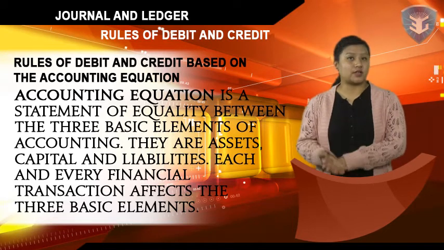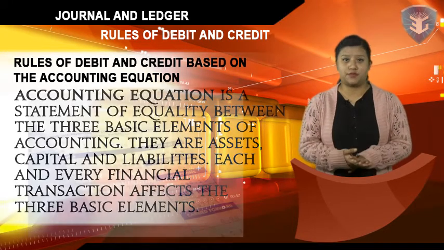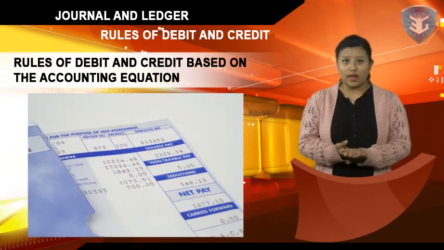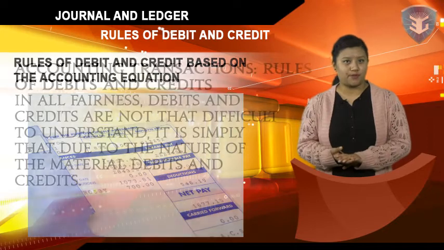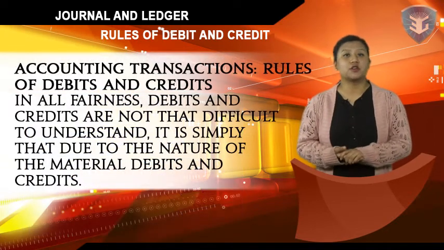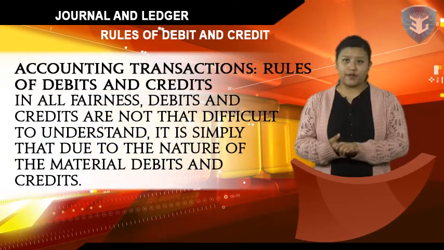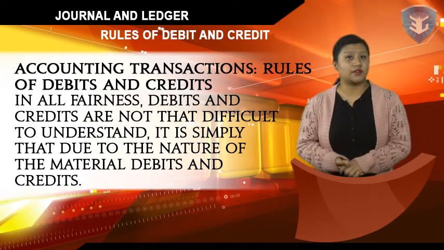Each and every financial transaction affects the three basic elements. However, the total of all assets is always equal to the total of capital and liabilities at any point in time. Accounting transactions, the rules of debits and credits. In all fairness, debits and credits are not that difficult to understand.